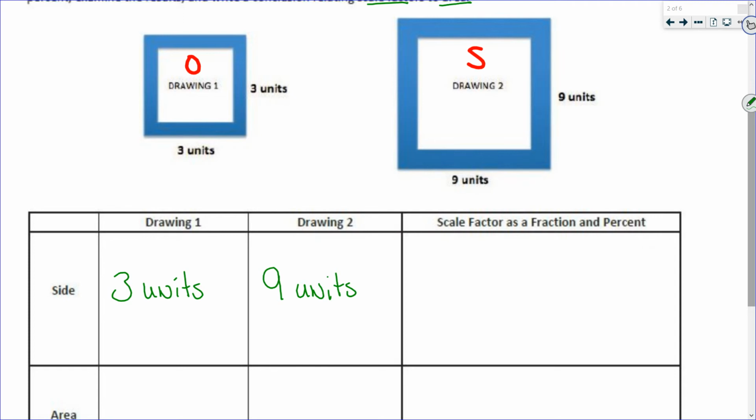So happy. All right, scale factor is a fraction and percent. Now, we told you the scale factor is when you take the scale over the original. What's the scale factor drawing again? That's right, drawing 2 is the scale. So 9 is our scale unit, and 3 is our original. So what's 9 divided by 3? It's just going to be 3. So what's 3 as a percent? It's 300%.